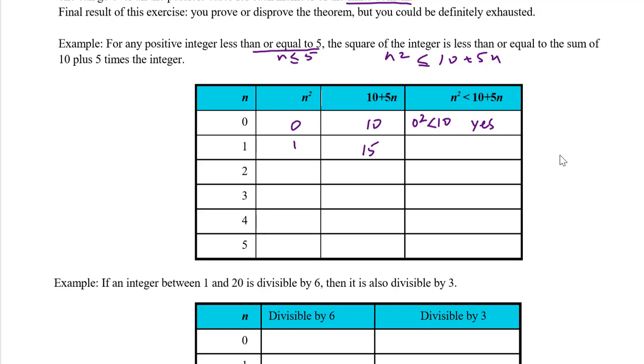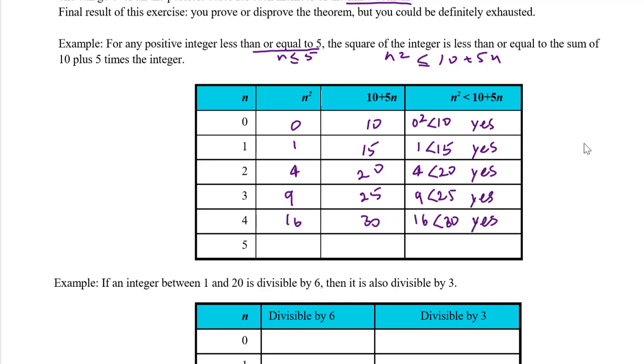And then we could see that 1 is less than 15 and we say yes. You try 2 and we're gonna say yes. And we try 3. 3 squared is 9. So 9 less than 25, yes. So for 4 it works as well. And 5 also works for 5.